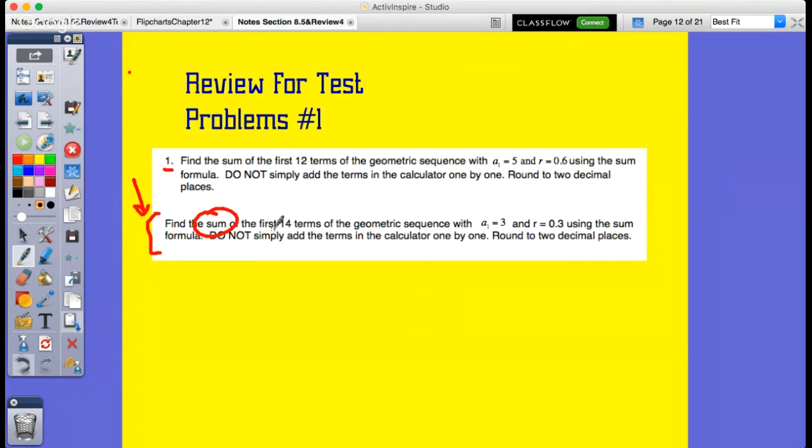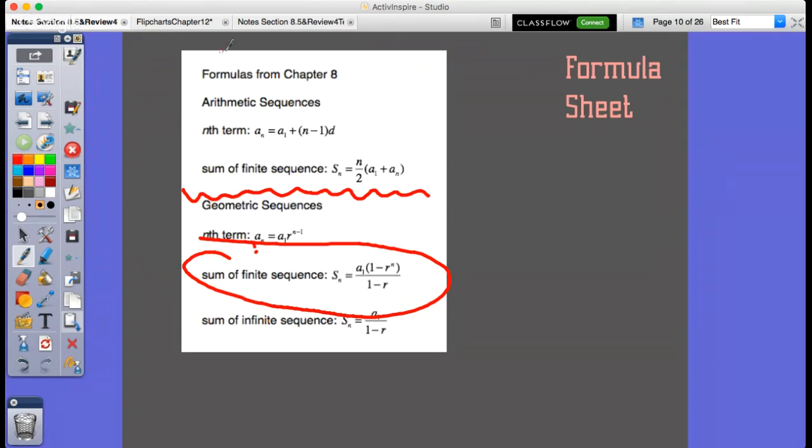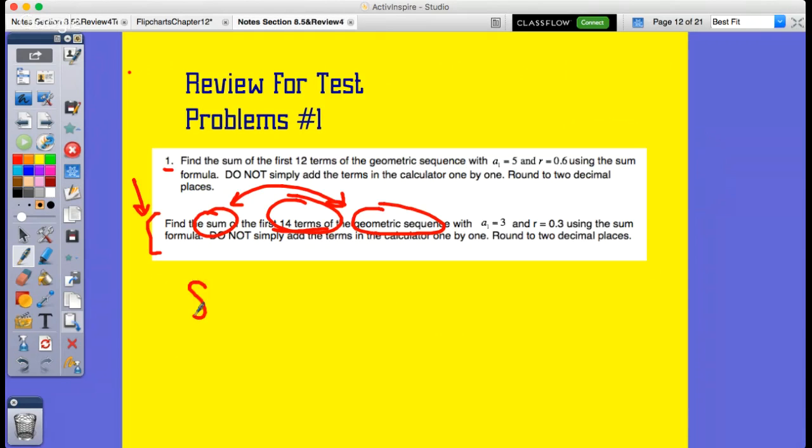It says find the sum of the first 14 terms of the geometric sequence. Well, it gives you two things, geometric and sum. And remember, this is two worlds: you have geometric on the bottom with arithmetic on the top. When we think of the sum of a finite sequence, we're going to look at that formula here. So S of n equals a1 times (1 minus r to the n) over 1 minus r. A sub 1 is 3 because it's given to us, so we plug that in.